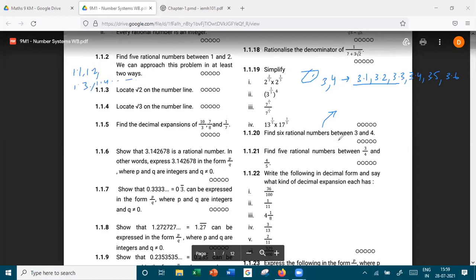Simple, right? The average method that I explained would be helpful when you encounter questions where you've already been given a fraction like 3 by 4 and 4 by 5. That time, coming up with a decimal expansion becomes a little tricky. Of course, you can evaluate 3 by 4 as a decimal, evaluate 4 by 5 as a decimal, and then pick any random values between the two. That is also valid.